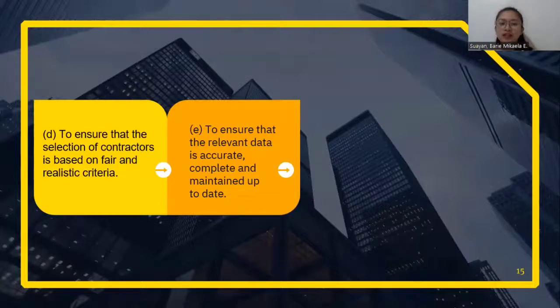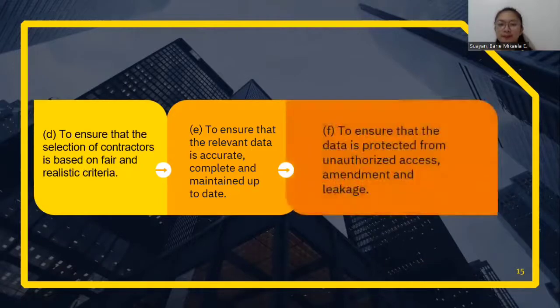E. To ensure that the relevant data is accurate, complete, and maintained up to date. Like what I have discussed earlier, the data must be accurate and always up to date in order to have clear and maintained data and sources. F. To ensure that the data is protected from unauthorized access, amendment, or leakage. It is important to have knowledge when it comes to technology and to adapt to the changes that are happening every day.